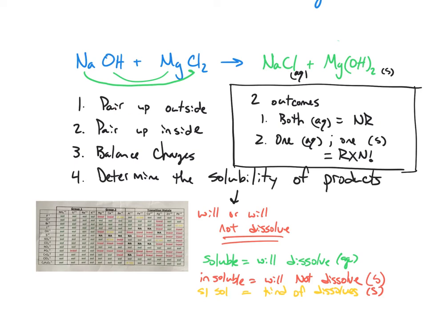You pair up the outsides, you pair up the insides, you balance the charges, and you do all this determining of solubility. Only once you've done all that work can you determine whether or not the reaction will happen. If the reaction doesn't happen, then you would write NR. If the reaction happens, well, then you just leave the products as they're written. You did all the work, so you don't have to do any more. But let's just say these two products were both aqueous, then you simply go up here and write NR over the top for no reaction.